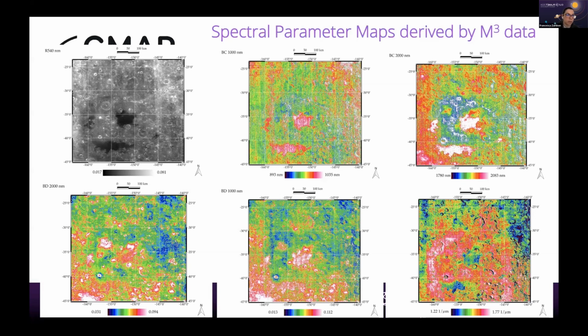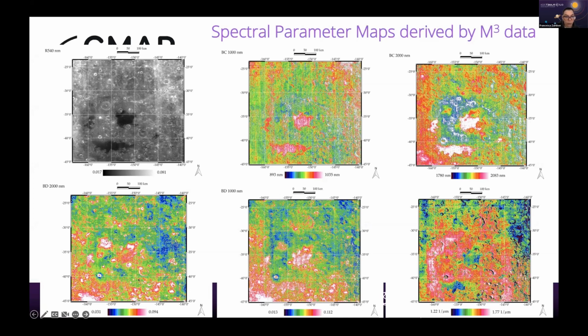So in the top left image, we have just the reflectance in the visible. Then the distribution of the band centers at 1 and 2 microns. So you see, for example, that these smooth plains in the center of the Apollo basin, and also on the bottom here, show higher values of these parameters, indicating the different composition with respect to the other areas outside.